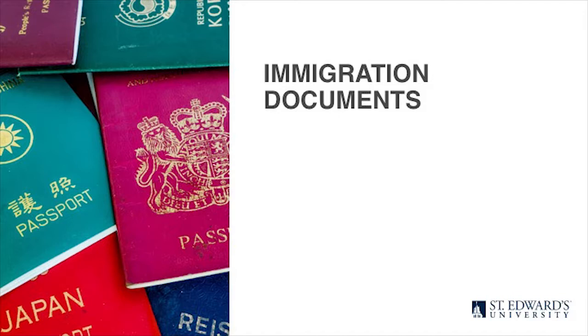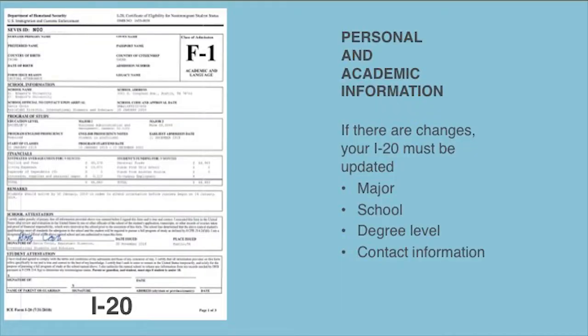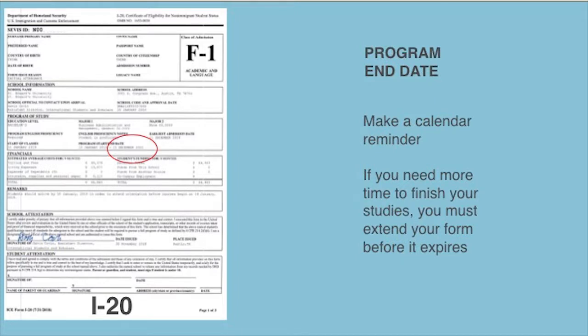So let's get started. This is an example of the I-20. The I-20 is a surprisingly important document. You'll need to keep your original I-20 with you during your studies in the United States. On the I-20, you can see it shows your major, the type of degree, the university you attend, and the location of the university. We want to highlight the program end date on the I-20.